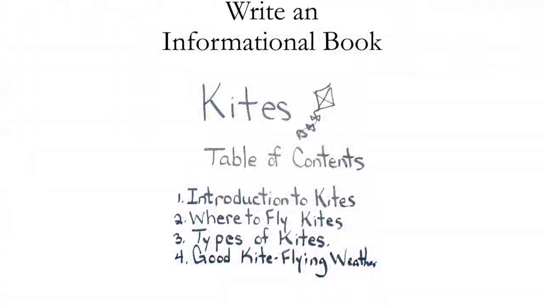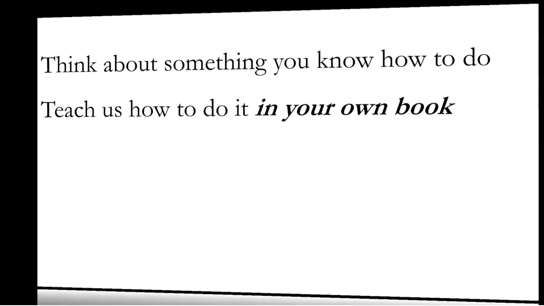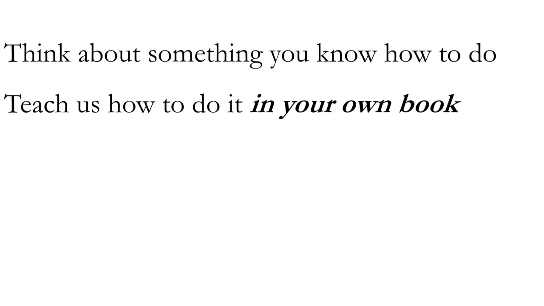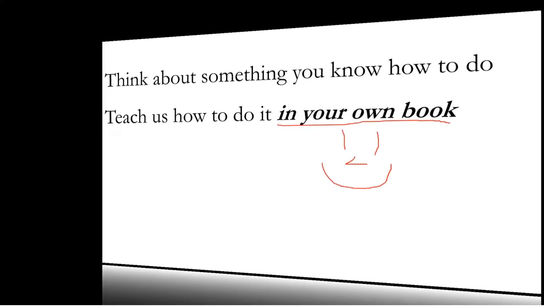So I created a sample here on kites. And the table of contents says introduction to kites, where to fly kites, types of kites, and good kite flying weather. So we've already done this part. Think about something you know how to do and teach us how to do it in your own book. Okay? So I just used kites as my example, but you're going to choose whatever you think you know how to do very well or something that you're very knowledgeable about.